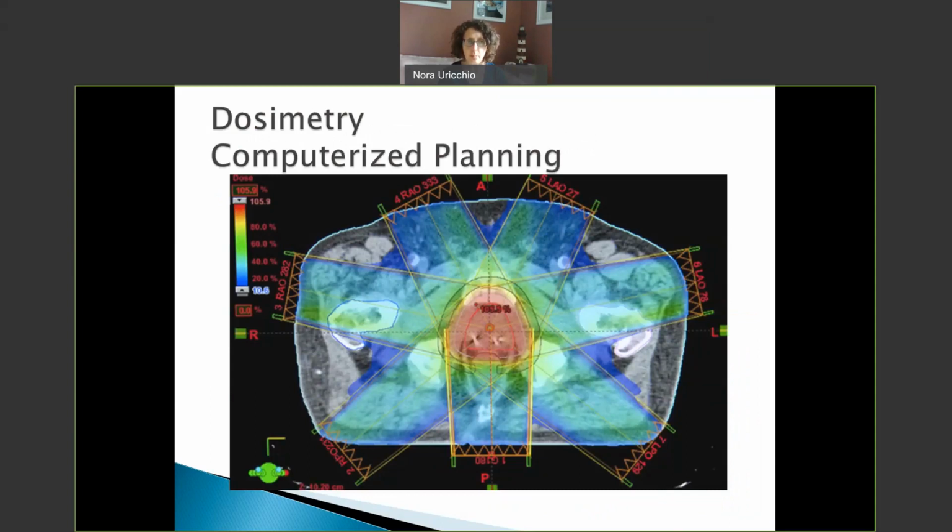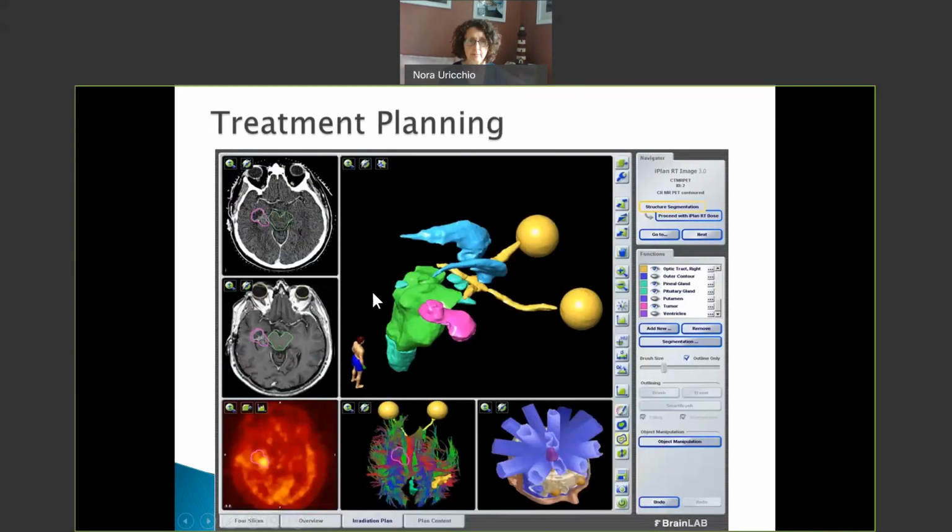So this is an example of the dosimetry computerized plan. You are looking at a cross-sectional view of the patient. The red is the area that we are trying to treat, and then the blue-green area is the area that we are going to come in with the different angles of the machine.